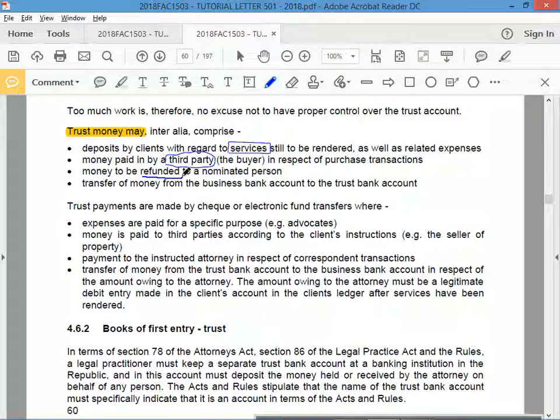Refunded to a nominated person. Refunds are paying somebody from the actual trust money. So the client has to pay someone.